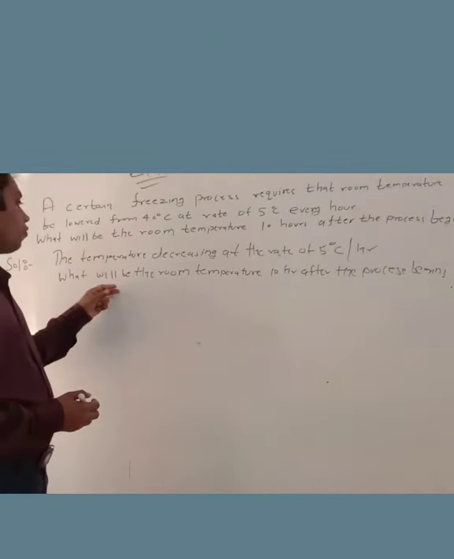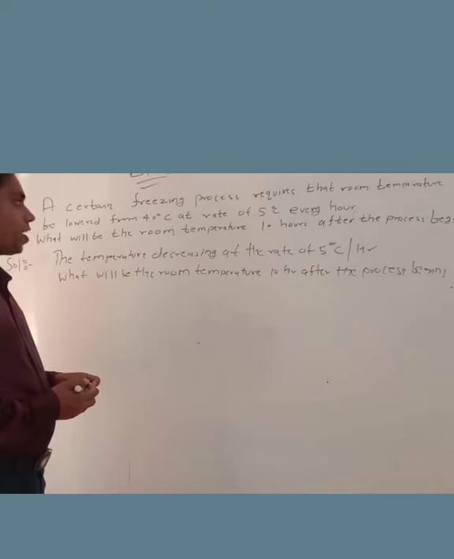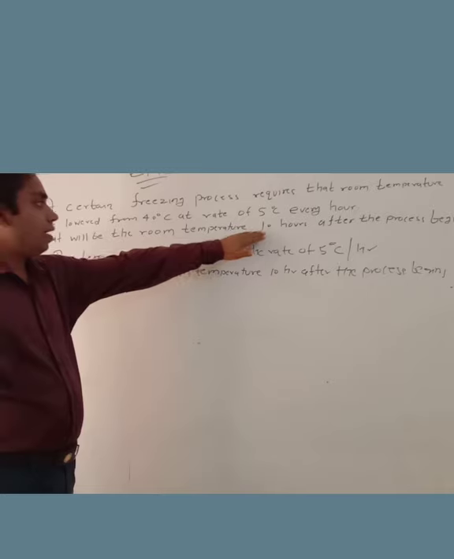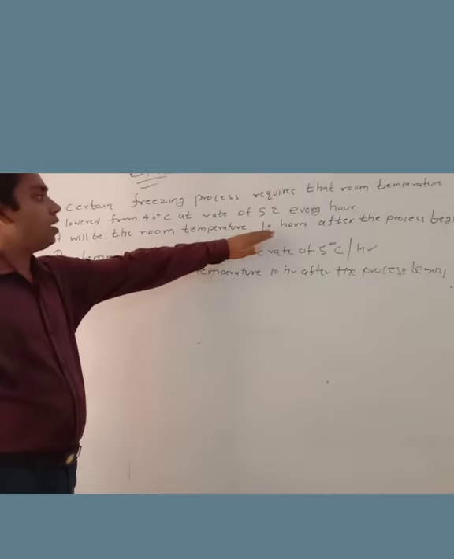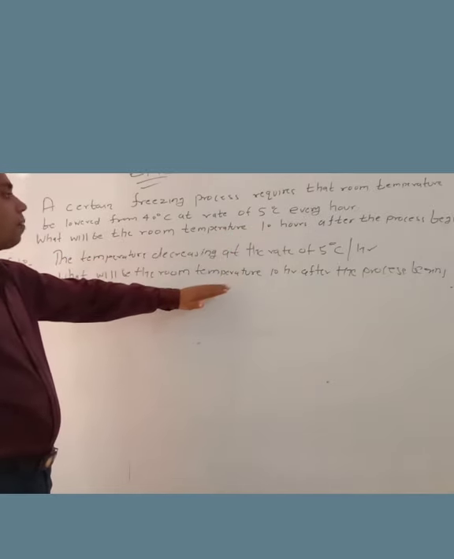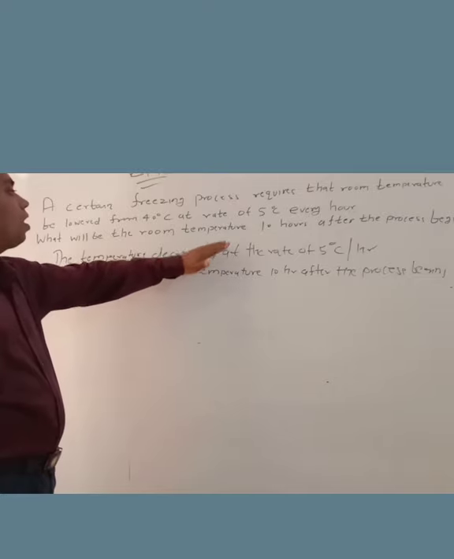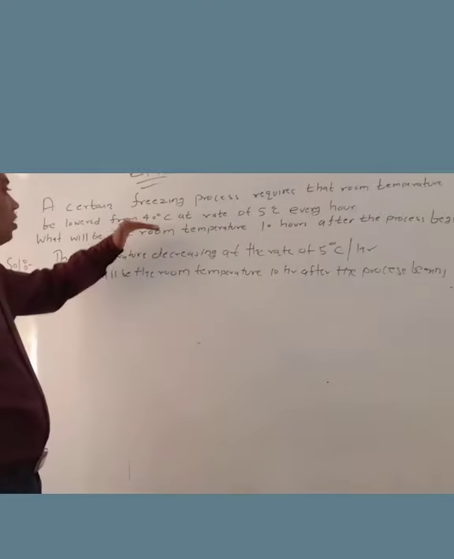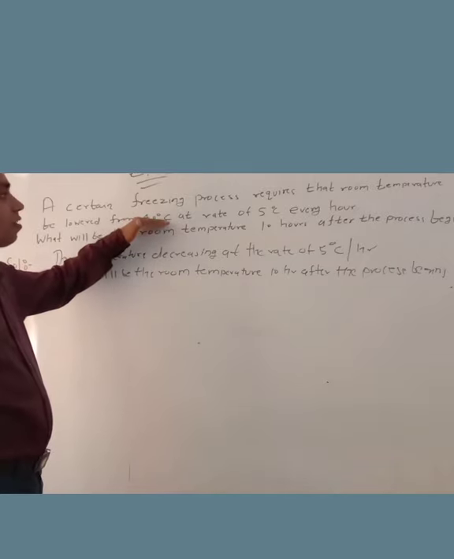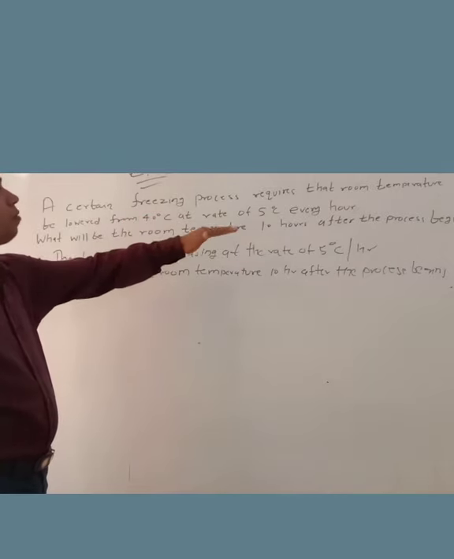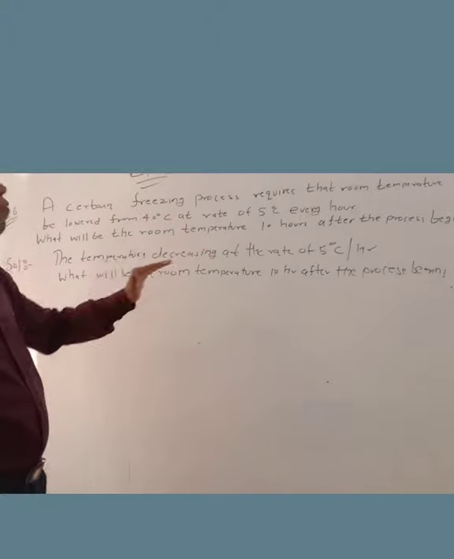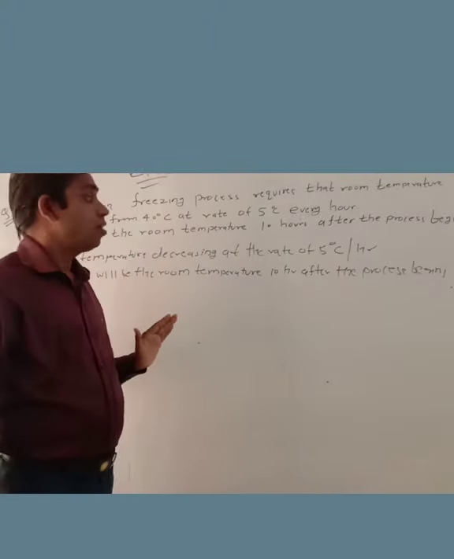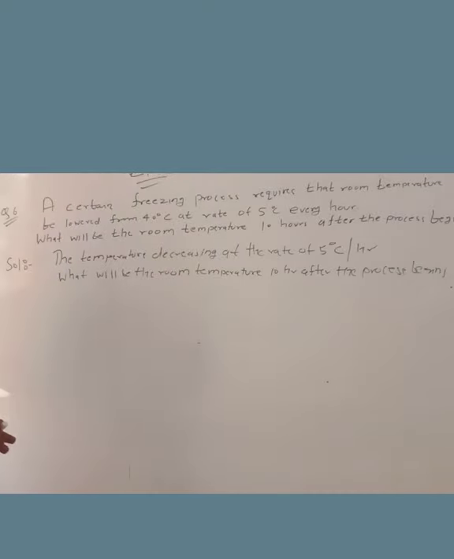What is the meaning of this, my dear student? We have to find out the temperature after the process begins. After 10 hours, I mean in 10 hours, what will be the temperature? How much will the temperature decrease? We have to determine. Initially the temperature is 40 degrees Celsius. After 10 hours, what will be the temperature when it is decreasing by 5 degrees Celsius every hour? Okay. So now let us write it down.